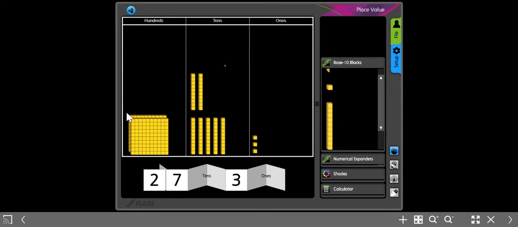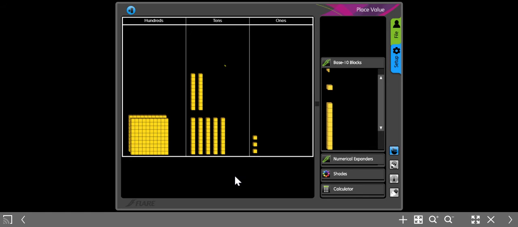On this expander down here, it looks like all I'm doing is writing the number that's in that place when we do our blocks. So I have 200s right here. Well, I put 200s blocks right here. I have 7 tens right here. So I put 7 tens blocks here. And then I have 3 ones here. So I put 3 ones blocks here. So this is a place value chart. We call this specific kind an expander.